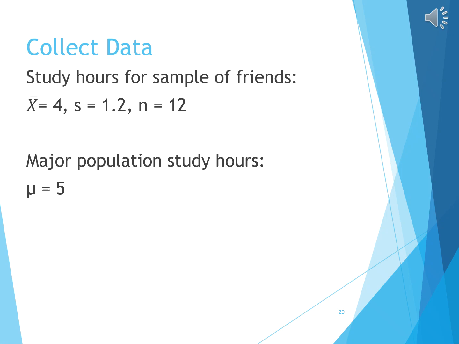You had collected your data earlier and you found that study hours for the sample of you and your friends is a mean of 4 hours per week with a sample standard deviation of 1.2 hours per week, and you collected a total sample size of 12 people. Meanwhile, the population study hours per week for your major on average was 5 hours per week that you looked up in some kind of online brochure of the department.